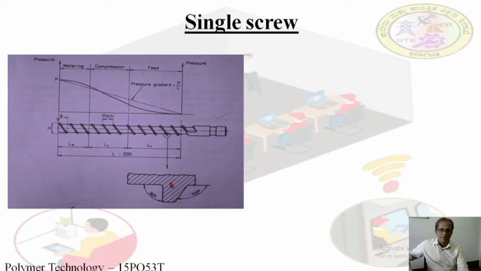Here the thread cut on the screw is shown, nearly about 90 degrees on one side and on the other side 120 degrees. So this way I think it is clear to you how the screw is designed and how the pressure on the material is going to increase in the feed zone. Again it is going to increase, and then in the metering zone it will be at high pressure.